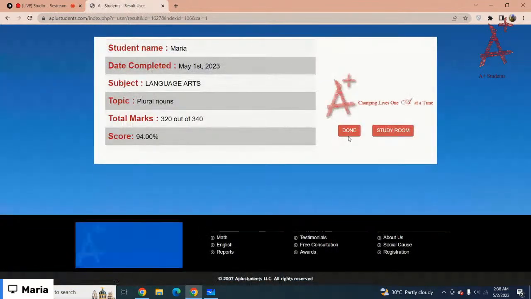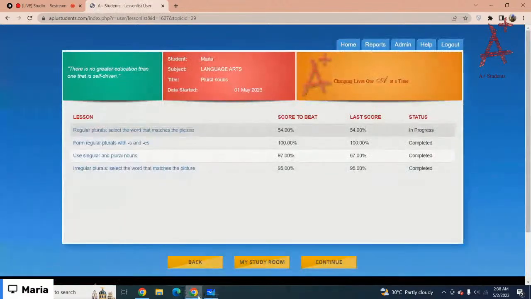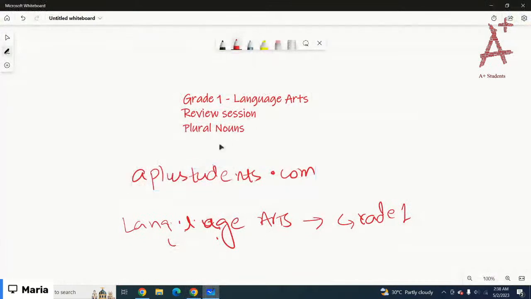That's all for today. We are working on grade 1 language arts. That is a review session. So we're working on the chapter plural nouns. So if you have any question related to the lesson, you can ask.